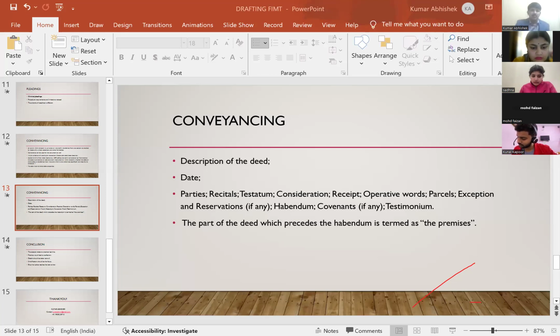Similarly, this is a power of attorney. There can be a sale deed. Power of attorney has two forms: a specific power of attorney as well as a general power of attorney. Similarly, this is an agreement to sell.